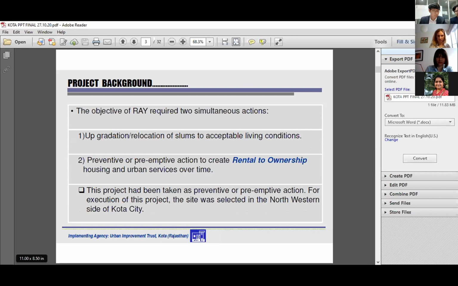So this objective can be achieved by two actions. One is the upgradation and relocation of the slums to acceptable living conditions, as I have discussed earlier. Second is preventive and preemptive action to create rental housing stock. Our project has been taken under action number 2 as a preventive and preemptive action. For this purpose, we have selected a site in Kota.